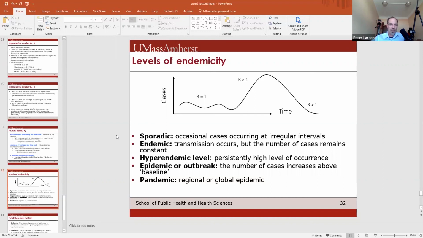Hyperendemic level, persistently high level of occurrence. This happens a lot. Like malaria is one example where it can be hyperendemic, where transmission is so intense all the time. Epidemic or outbreak, the number of cases increases above baseline suddenly. Pandemic, regional or global epidemic. So for example, like we're seeing with COVID-19, it went from being epidemic in China to being pandemic, a global problem.